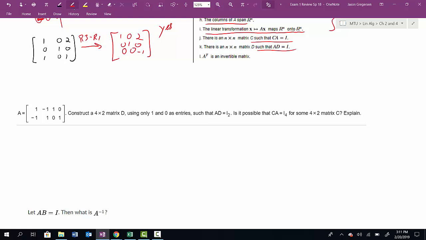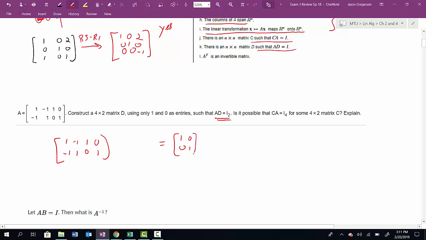One of the questions that people struggle with says, here's a matrix A, construct a 4x2 matrix D using only 1s and 0s as entries, such that A times D is the 2x2 identity. And it says, is it possible for C times A to equal a 4x4 identity for some 4x2 matrix? Okay, and there's not some sort of magical thing for this. When I'm looking at this, I'm saying, okay, I've got to find a matrix D so that A times that matrix D gives me the 2x2 identity. Just knowing that, I should know the dimensions of this mystery matrix.